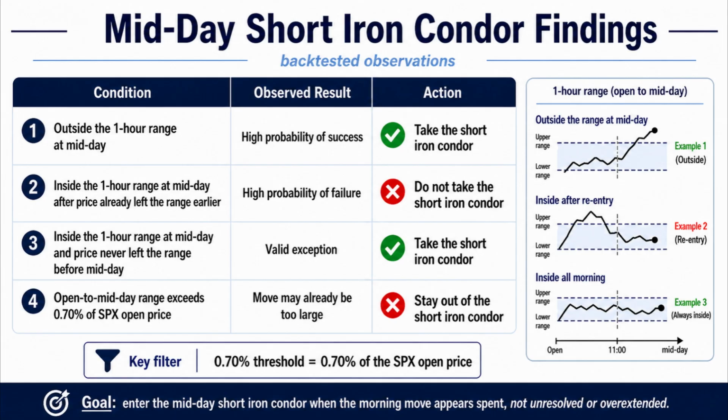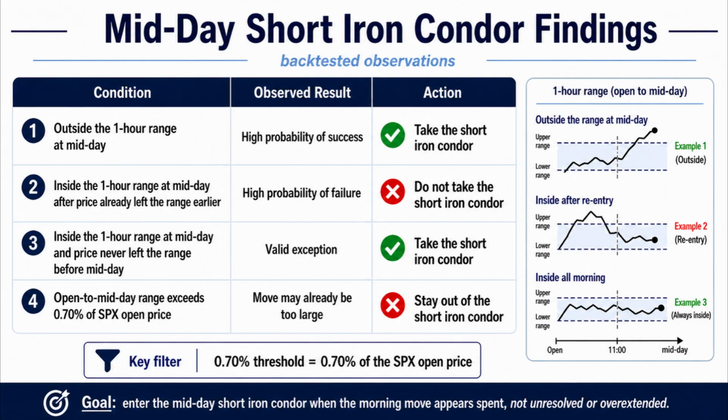But if price left the first hour range earlier and then came back inside by midday, that is a very different environment. In that case, the market has already shown expansion and rejection, which can create a higher risk of another directional move or continued volatility. That is where skipping the short iron condor or possibly pivoting to a different setup becomes more attractive.